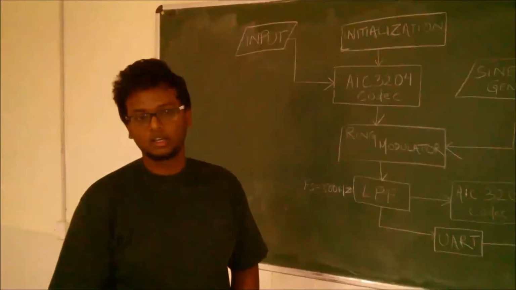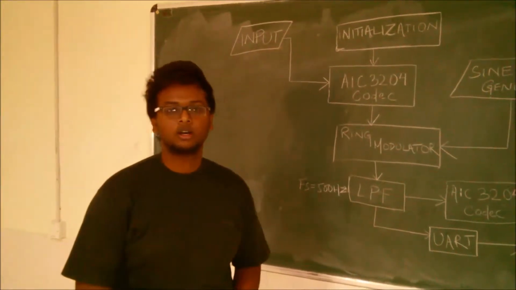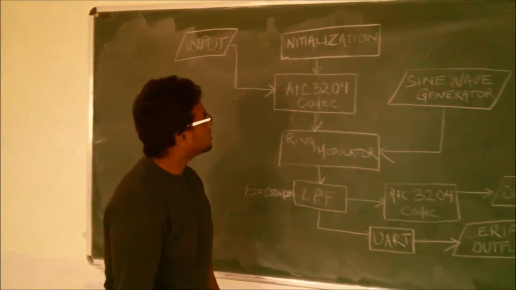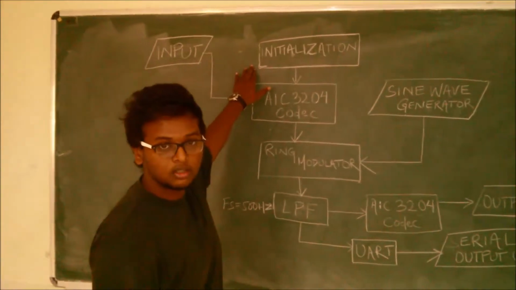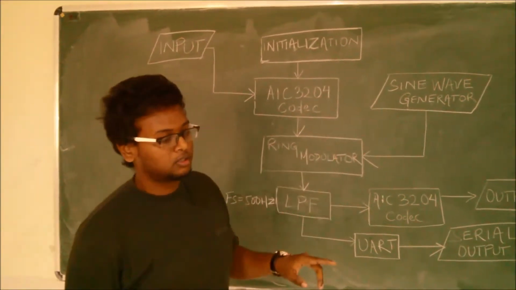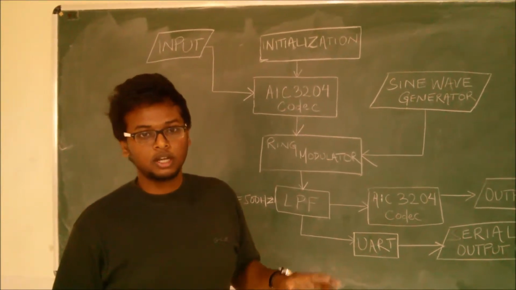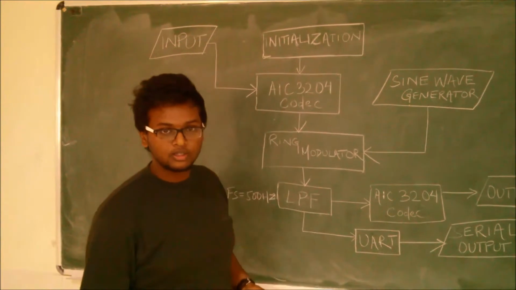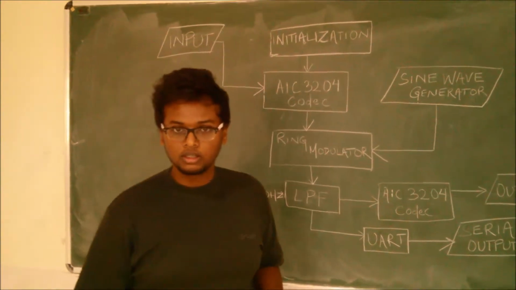I am Sidharth and I will be explaining about the coding process. First, the DSP board is initialized, that is the initialization process. The initialization process involves certain steps. First, the frequency is set to 100 MHz, then the TLV320AIC3204 codec is initialized, then the UART is initialized.